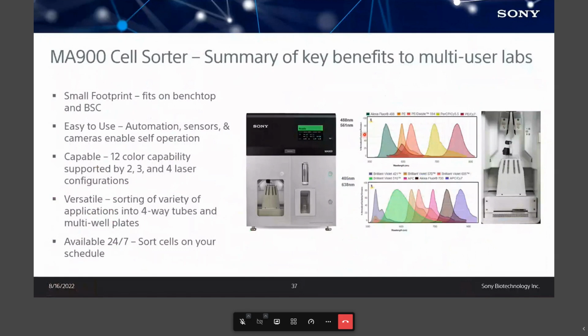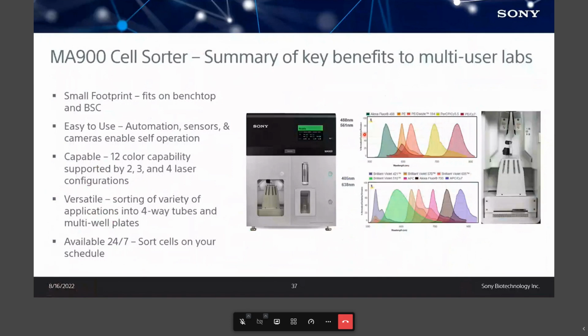So to summarize the MA900 platform, it is right at home in a multi-user, multi-application lab. Again, it's got a small footprint, fits right on the benchtop or inside of a BSC if you have biohazardous concerns. Easy to use. The automation, sensors, and cameras inside of this enable self-operation with many, if not all, of the workflows being guided with software wizards. It's extremely capable, 12 color capabilities supported by 2, 3, 4 laser configurations. You can sort into, up to 4 ways into tubes or into multi-well plates.